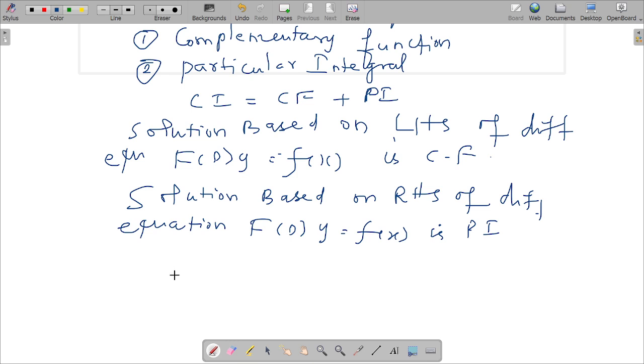So the solution based on the left hand side of the differential equation f of D y equal to f of x is the complementary function. The right hand side is not required. But the solution based on the right hand side is the particular integral. To find the particular integral, both the left hand side and the right hand side are required. So how do we find the complementary function?